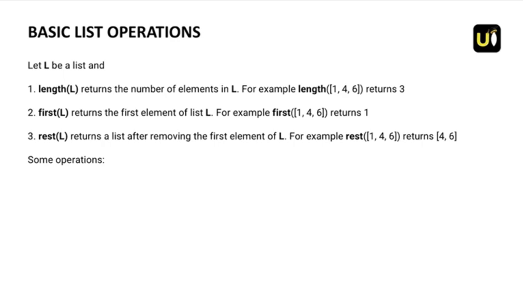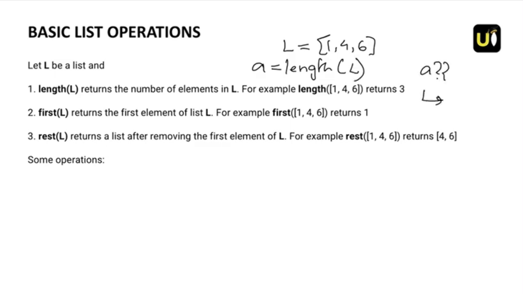Next we have some list operations. Let L be a list. Length of L returns the number of elements in list L. For example, length of 1, 4, 6 returns 3. So let's say we have the same list, L equals list 1, 4, 6, and then we use a length operator, A equals length of L. Then what will A return? Your answer should be 3 because the length of this list is 3.